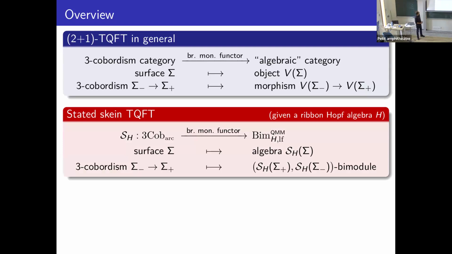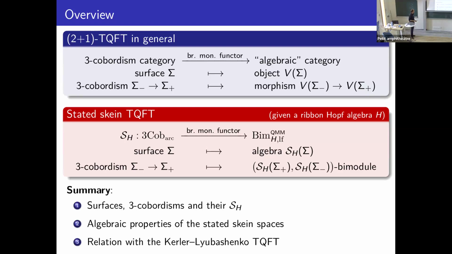And then the source category, I will explain it, but it is almost the same as in Marco's lectures: cobordisms with cylinder boundary. And the target category, the algebraic category, will be a category of bimodules, as you can see, but these bimodules also satisfy interesting properties, which are given by the topological properties of the cobordisms.